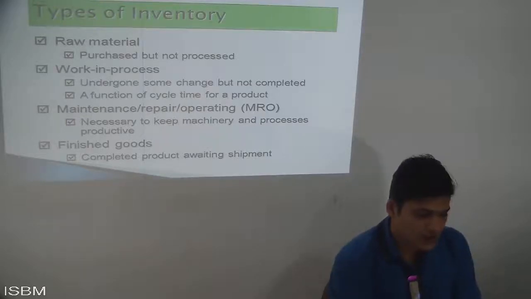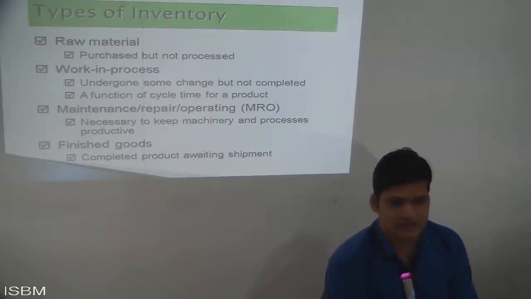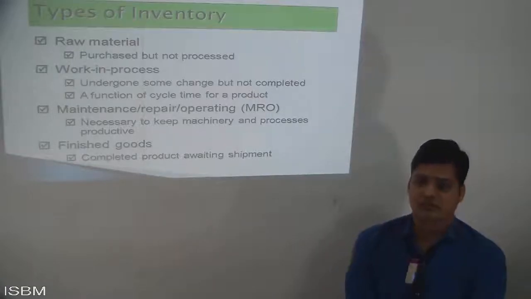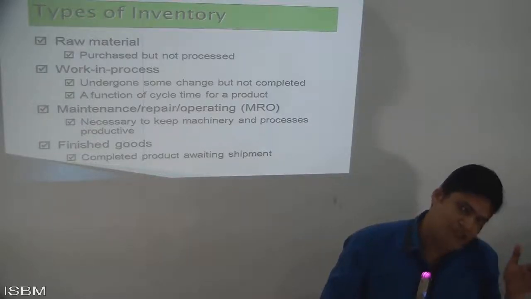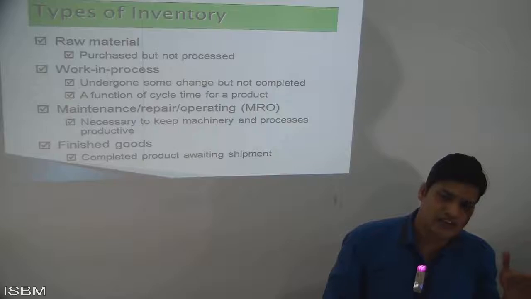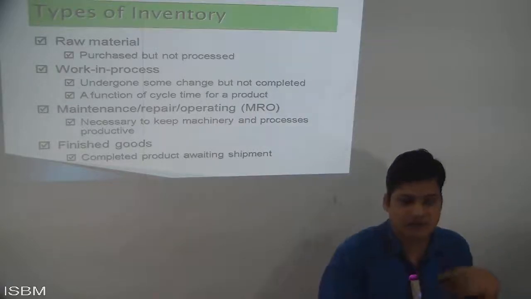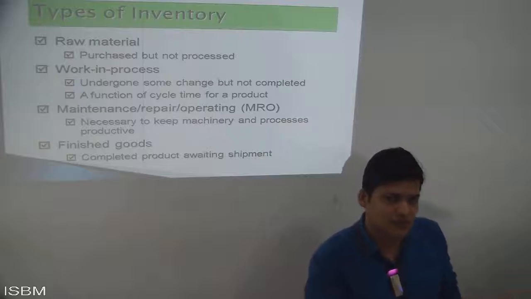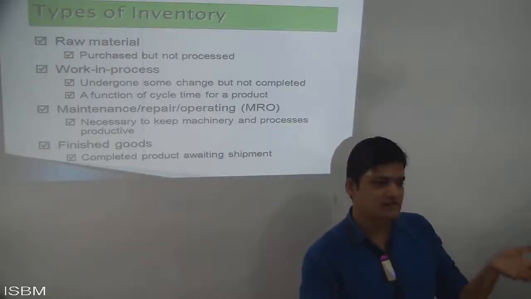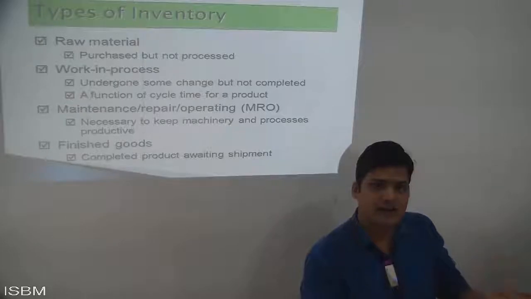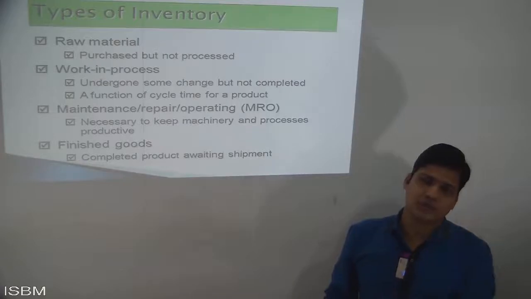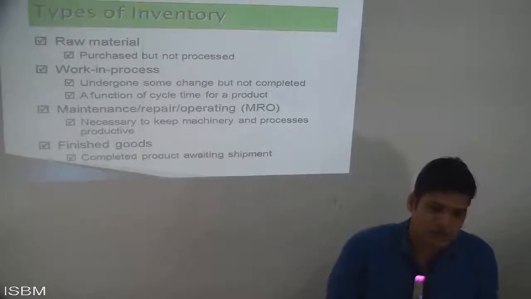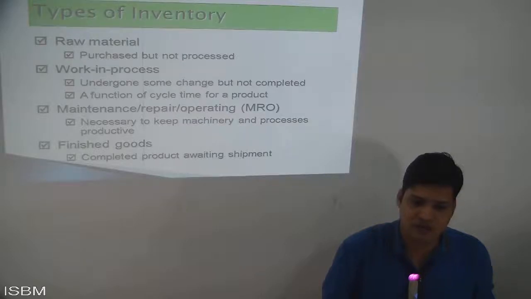Just like in the starting, I gave an example that if the company has purchased around 50,000 square feet of land, they have to keep some space for their raw material also, where they can keep it. So purchased but not processed, because the demand is slow, the demand is not that much, so they will keep the raw material as they have purchased. When the demand is high, the raw material will go to the production department and it will start producing that particular product. So work in progress: undergoing some change but not completed, a function of cycle time of a product.